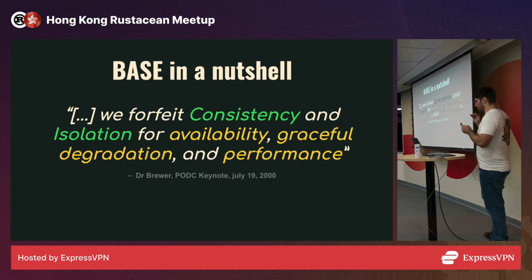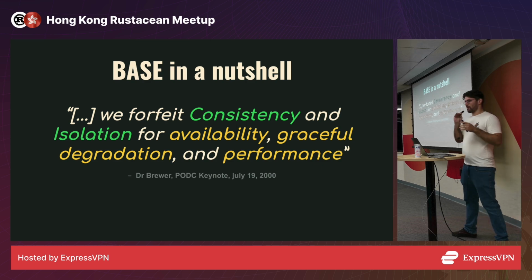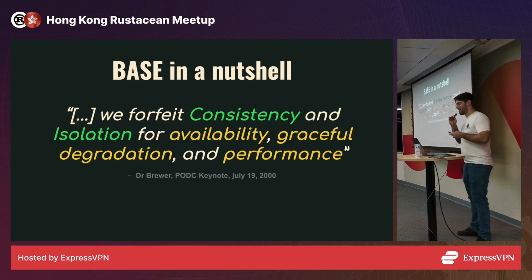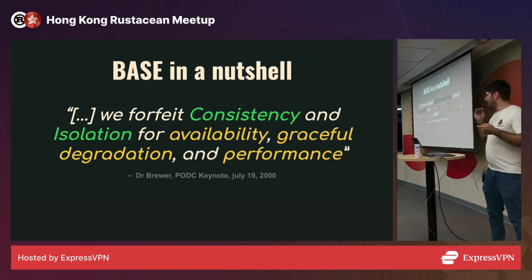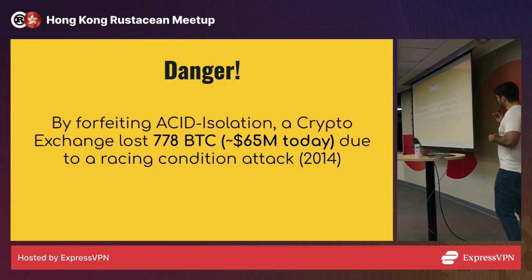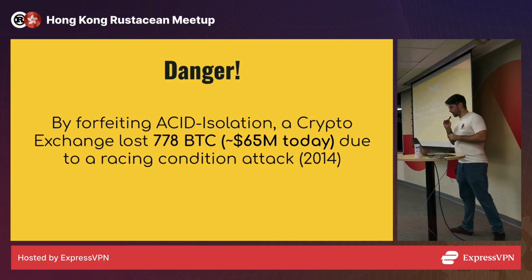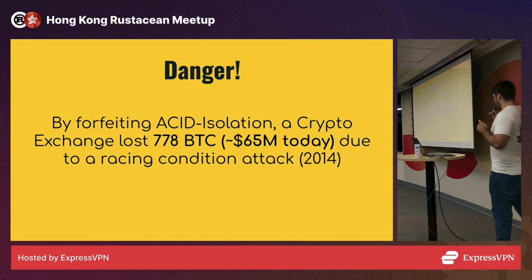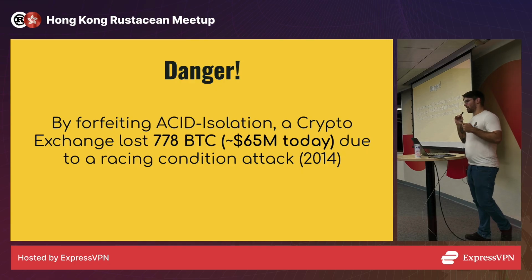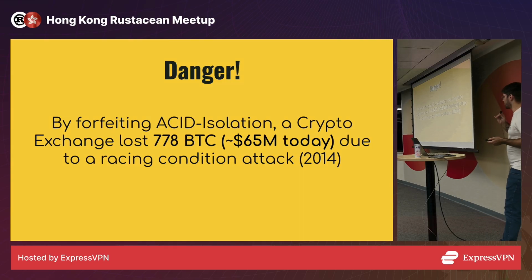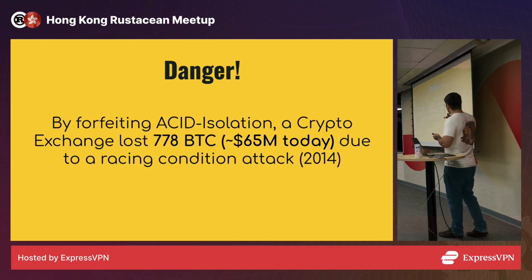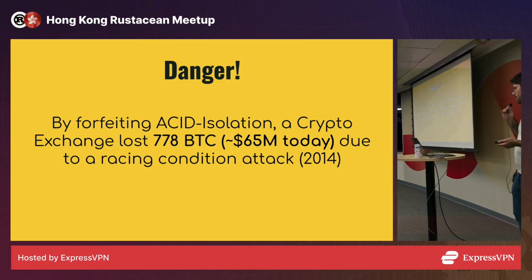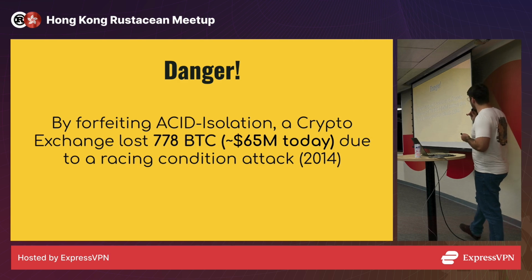And of course, there are some businesses that greatly benefit from having great availability. However, there are other businesses such as banks or medical systems that cannot afford to lose the consistency or the isolation. And here I want to show a case that happened about 10 years ago. There was a crypto exchange that went bankrupt because they didn't know enough about isolation. And they lost what's now $65 million. However, this value was much lower 10 years ago. However, it was enough to bankrupt them.